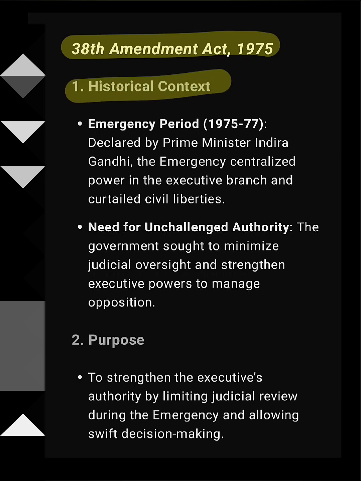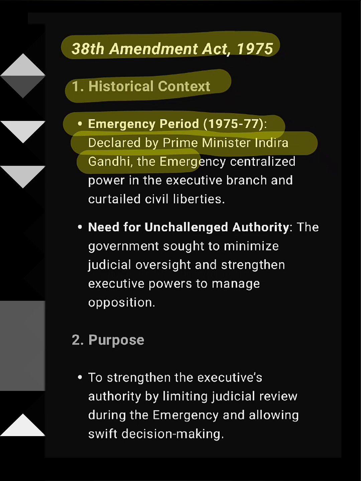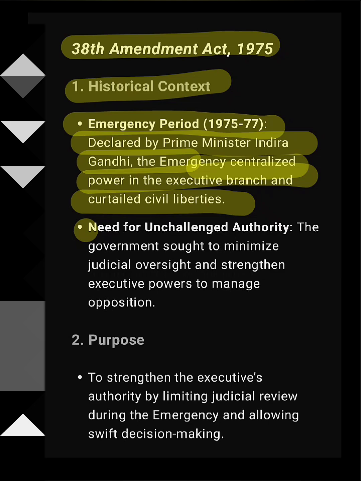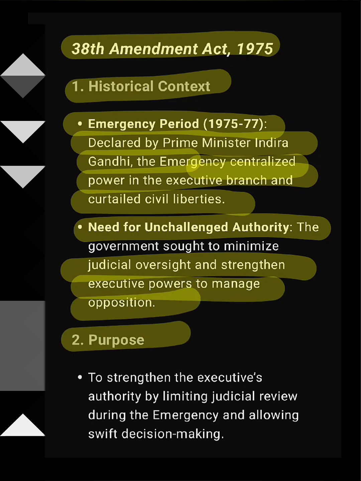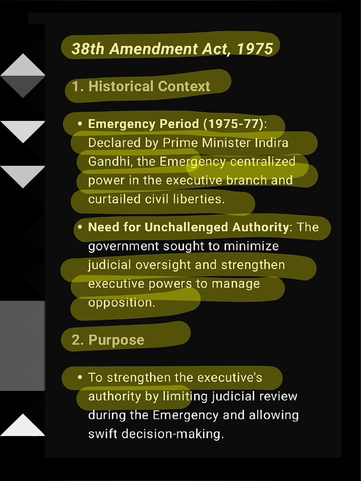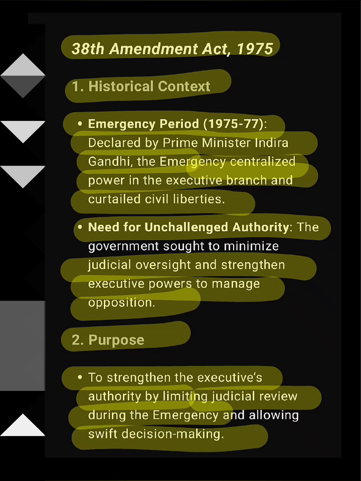The historical context for this amendment was that this amendment was brought in during the period of emergency, which was declared by Prime Minister Indira Gandhi. And during emergency, all the powers were centralized in the executive branch and civil liberties were curtailed. And for all these activities, the judiciary was very critical of Indira Gandhi government. So she wanted to minimize judicial oversight and strengthen executive powers to manage opposition. So basically, the purpose of this amendment was to strengthen the executive's authority by limiting judicial review so that the executive can make swift decisions.